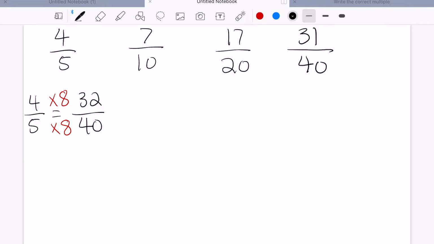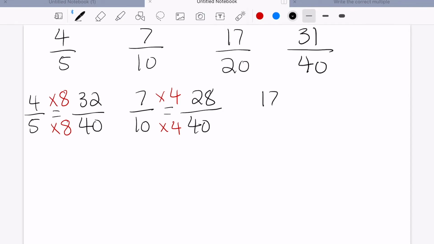All right. So here we have 7/10 is equal to blank over 40. What do we do? Times 4, right? Times 4. 7 times 4 is 28. Very good. Here we have 17 over 20 is equal to blank over 40. What do we have to do? Times 2. 17 times 2 is 34.